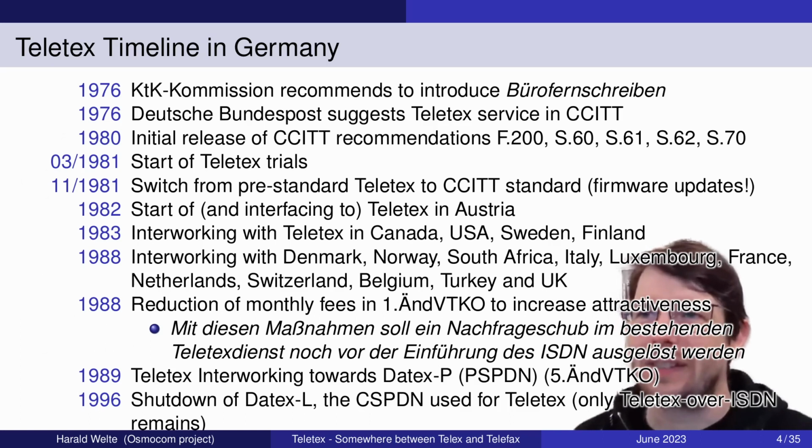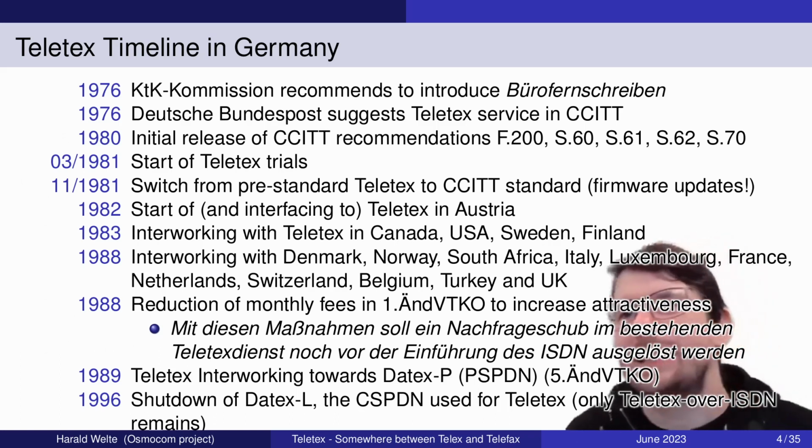I'm not sure if this is a typo, actually. I found one source that claims there was an S60, S61, and so on, whereas the modern ones are T series specifications. Not sure if that's correct or that was a typo in one paper that I read. So take that with a grain of salt.